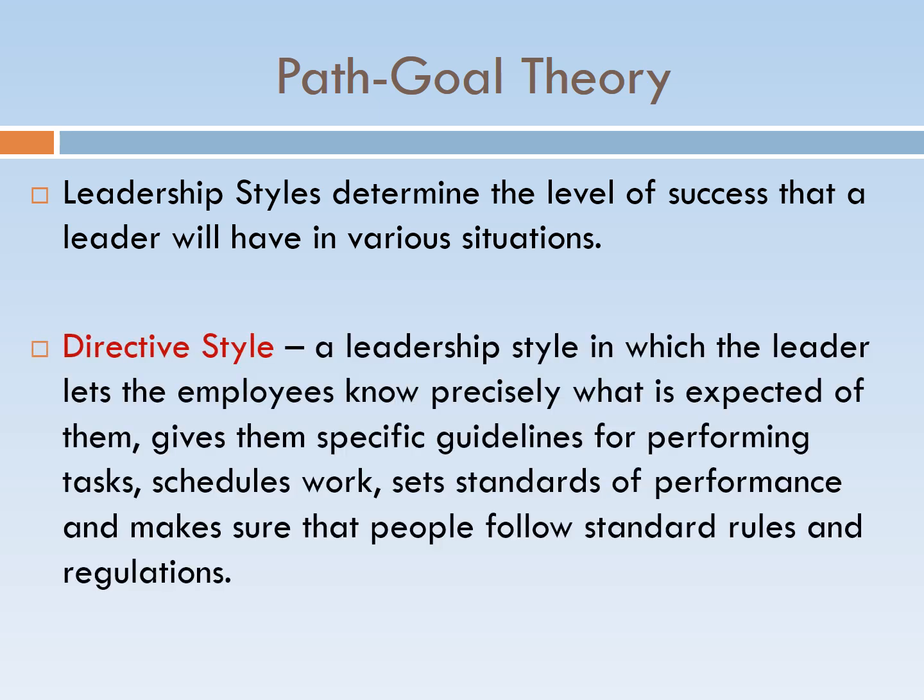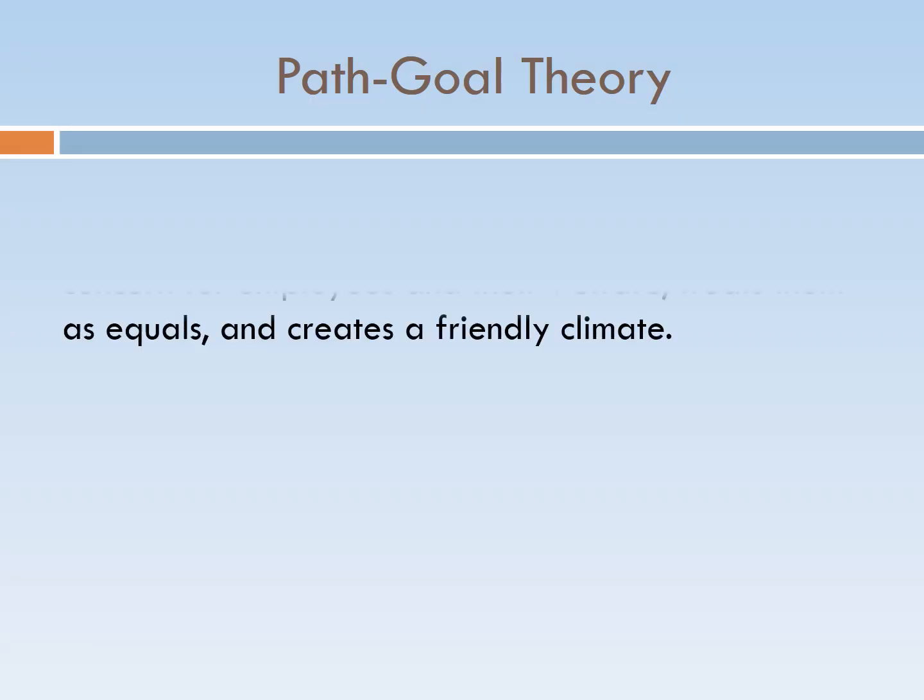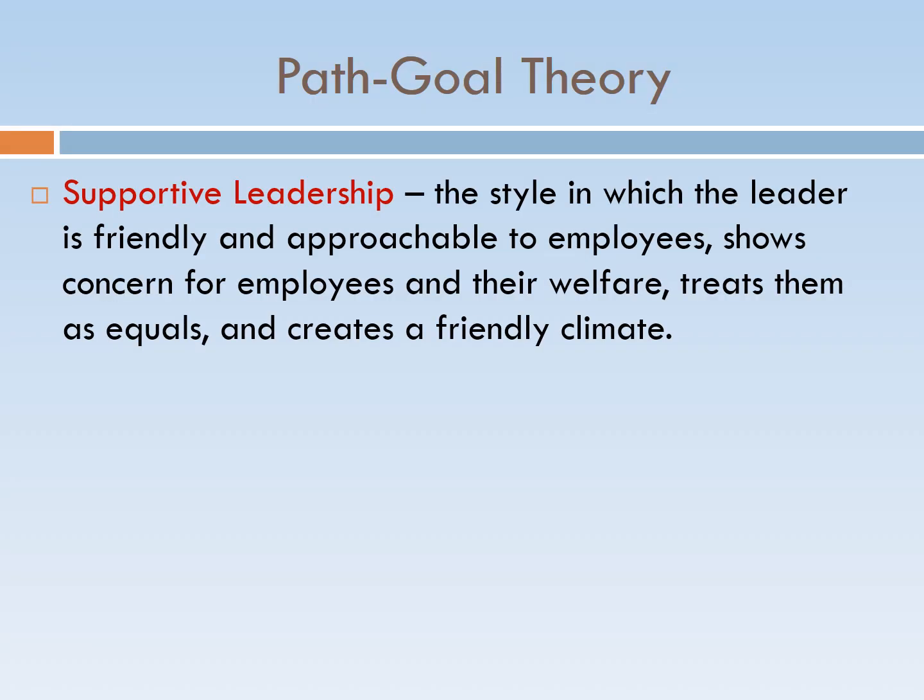A directive style is a style in which the leader lets the employees know precisely what's expected of them, gives them complete specific guidelines for performing the tasks, schedules the work, sets the standards of performance, and then makes sure that people follow standard rules and regulations. The supportive leadership style is where the leader is friendly and approachable to employees. He shows concern for employees and their welfare, treats them as equals, and creates a friendly climate.